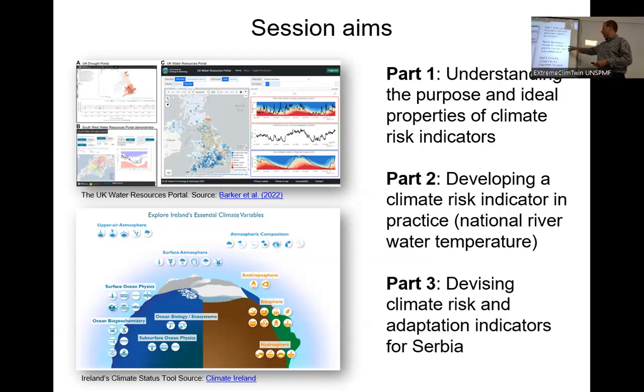Secondly, we'll be looking at the development of a climate risk indicator, drawing upon some of my research in water temperature as an indicator of risks to river ecosystems. And then thirdly, in step 3, we'll be thinking about devising some climate risk and adaptation indicators for Serbia as a first step.